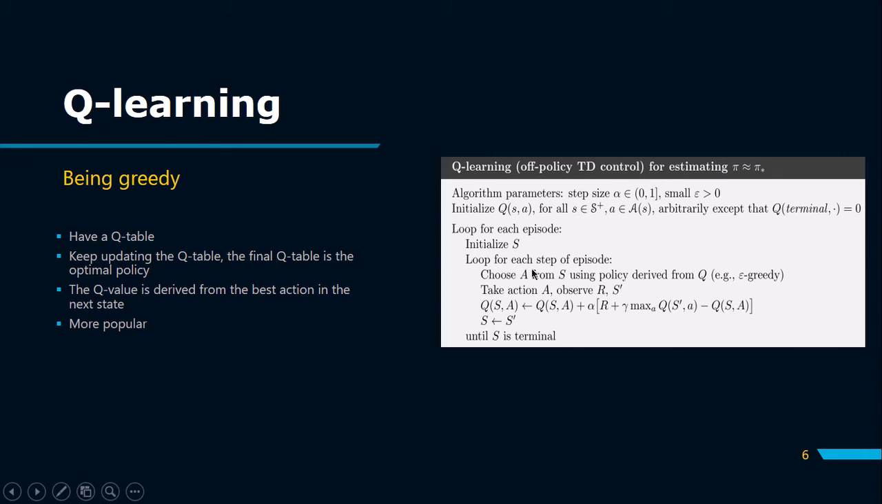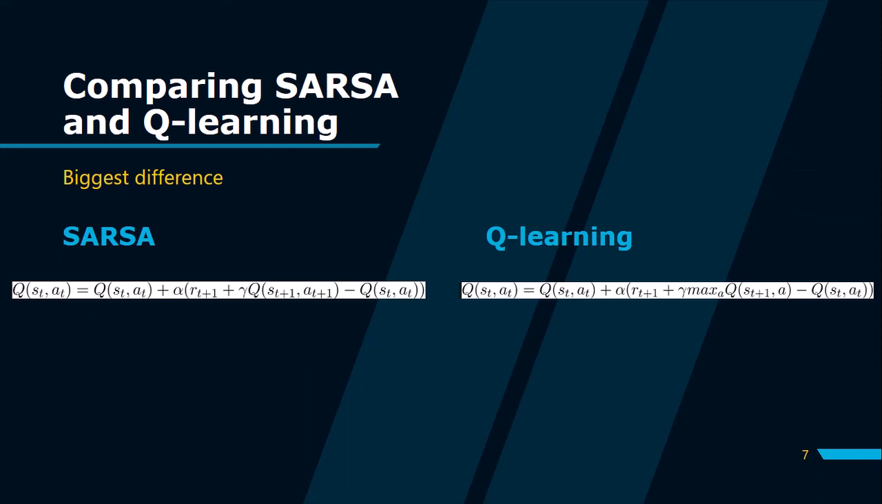In SARSA the next action is chosen right away in the same loop, but Q-learning doesn't do that. Instead, when it updates the Q value, it picks the max action from the Q table. That's why Q-learning is called greedy. By doing that, Q-learning often shows better performance in reality, and that's why it's more popular. So that's Q-learning.